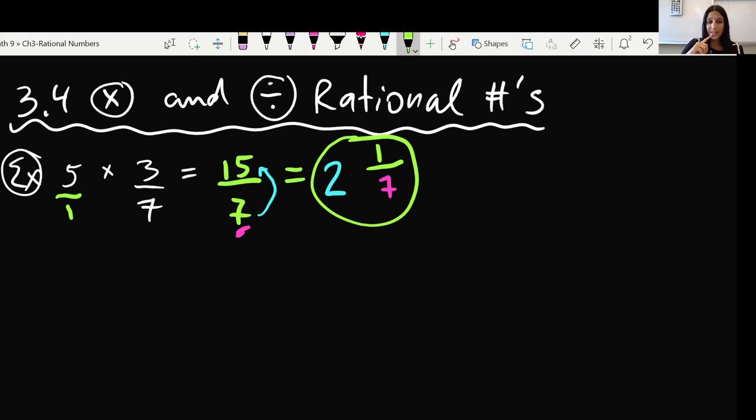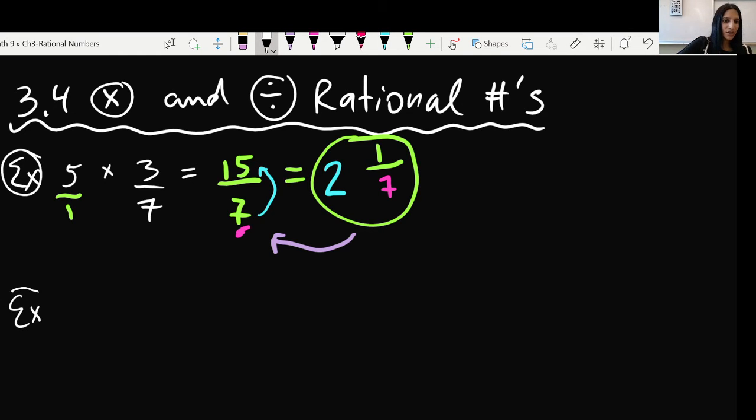Now, if I wanted to go backwards in the opposite direction, I would take a look at my mixed number and I would say 2 times 7, which is 14, and I'd add the 1 at the top to get 15 over 7. So I know that this is review and you've done this before, but I thought it would be helpful if I quickly reviewed it while we're going through this.